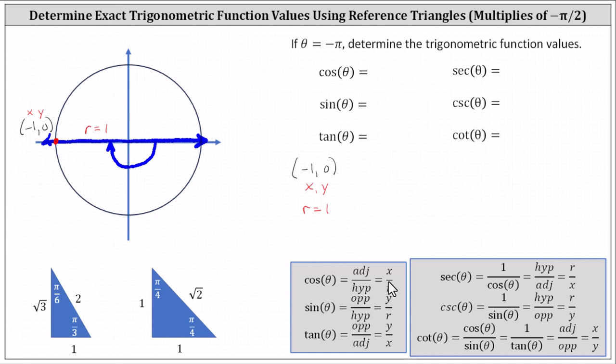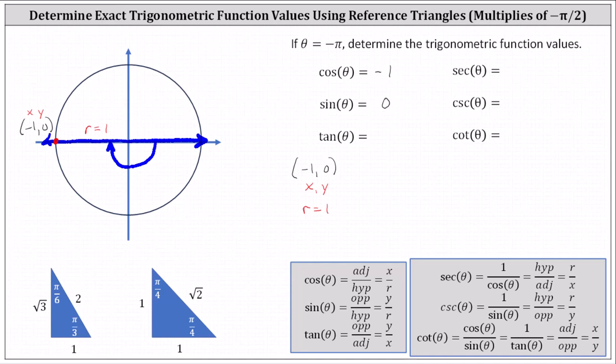Cosine negative pi equals x divided by r, and because in our case r equals 1, we can say cosine negative pi equals the x-coordinate of -1. Sine negative pi equals y divided by r, and again because r equals 1, we can say sine negative pi equals y, which equals 0.